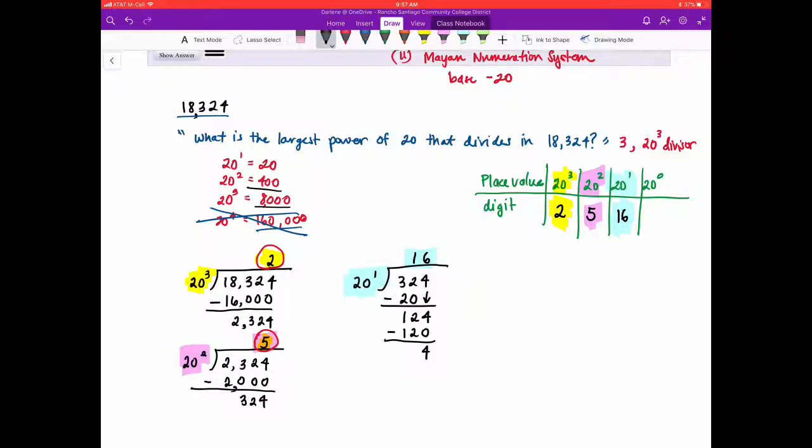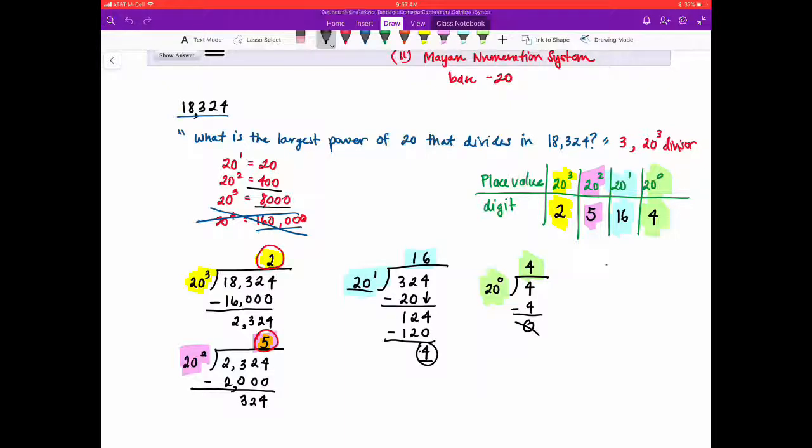Now whatever is the remainder at this point, when your remainder becomes smaller than your base, we know this is the ones place. However, we can keep going and take that remainder and put 20 to the 0 into 4. Well, 20 to the 0 is 1, and 1 goes into 4 times. So you could put this in the ones place, either doing the division or realizing that your remainder is smaller than your base, and then that would be your ones. Okay, so we have 2, 5, 16, 4.